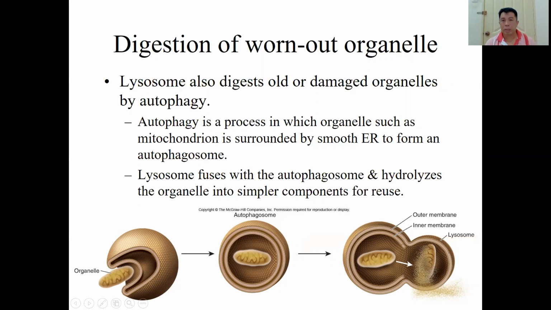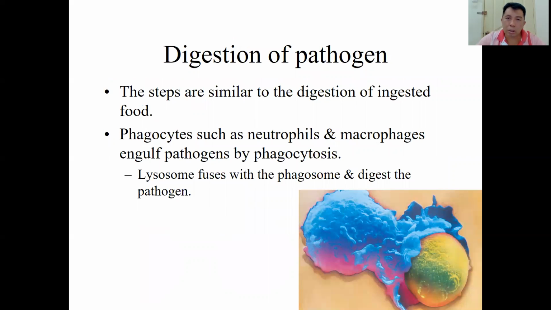Then the digestion process is the same as what we have discussed just now. Digestion of pathogens is also similar to the ingested food. The difference here is that the pathogens are engulfed, so they form what we call the phagosome. Then the phagosome fuses with a primary lysosome to form a secondary lysosome. Then the digestion occurs.